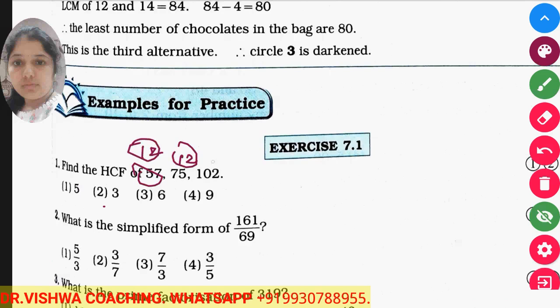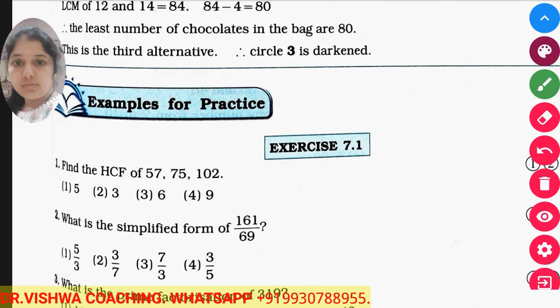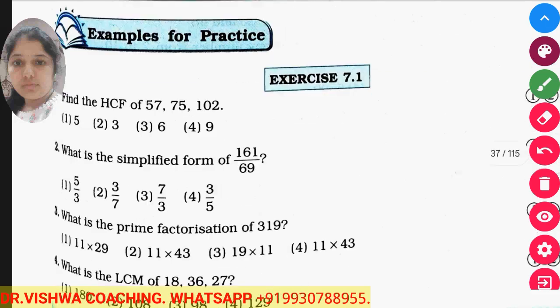75 is also divisible by 3, and this is also divisible by 3 because its addition is 3. But it is not divisible by 6 as it is not an even number. Okay, so this option will also get cancelled, and it is not divisible by 9. So the common factor is 3. Here I use the divisibility test, but you can factorize them and find the common factor by your method.